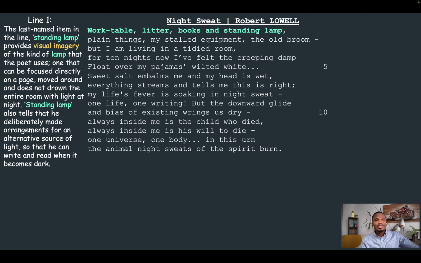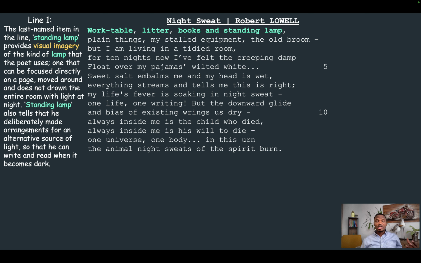Now, the last item in the list is standing lamp. So this provides visual imagery of the kind of lamp that the poet uses. This is one that can be focused directly on the page, moved around, and does not drown the entire room with light at night. If he's writing at night and he puts on the standing lamp, then the entire room is not drowned by light, right?